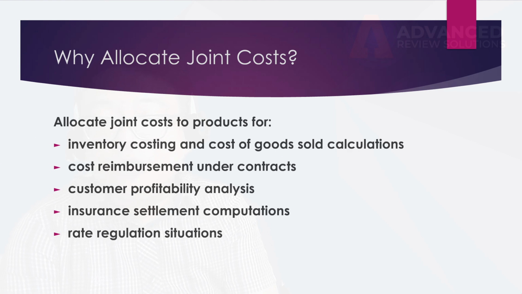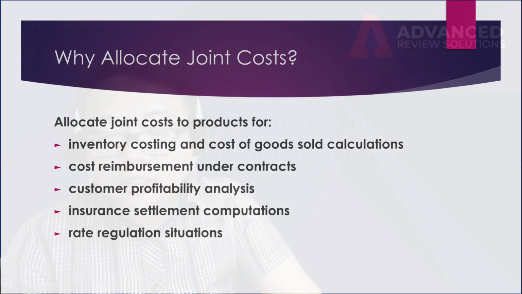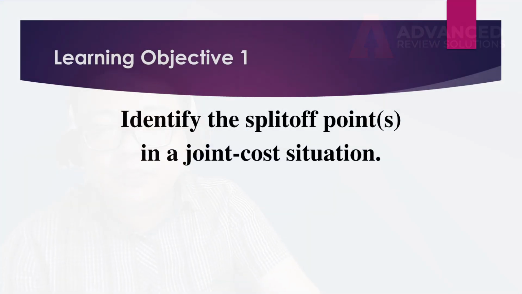You have also your customer profitability analysis. Pwede rin ganon. You have insurance settlement computations and you have your rate regulation situations. So, those are the reasons, no? Why we allocate our joint costs: inventory costing, cost reimbursement, customer profitability, insurance settlement, and rate regulations, no? Sige. We go now to this one.